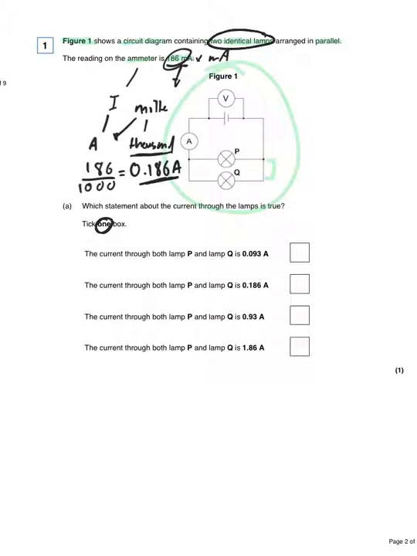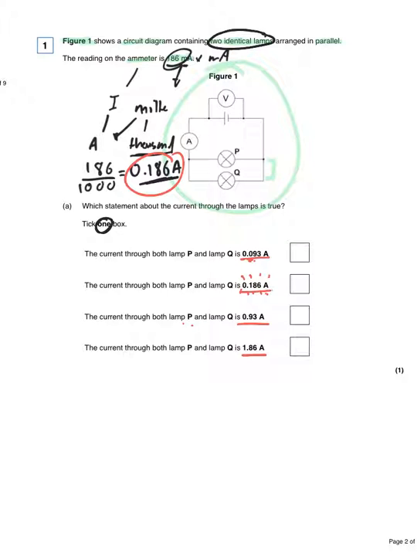The current through both P and Q is 0.93 amps. The next option: current through both P and Q is 0.86 amps, and then the current through both P and Q is 0.093 amps, and the current through both P and Q is 1.86. Well, the number that I've got to work with to start with is 0.186, which is this number here.